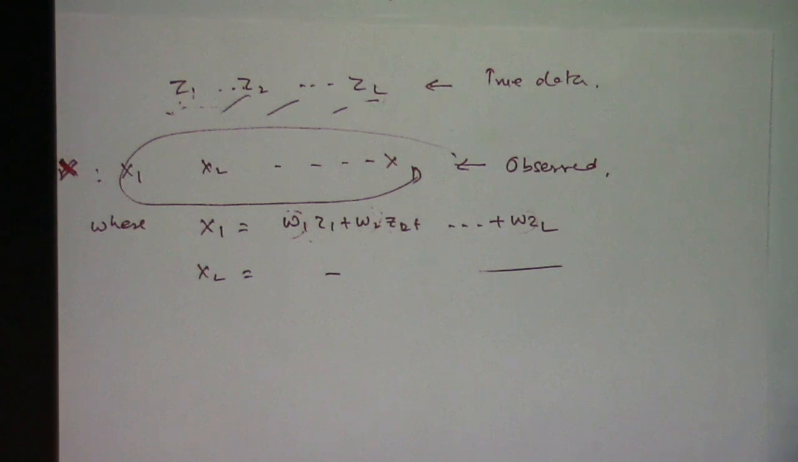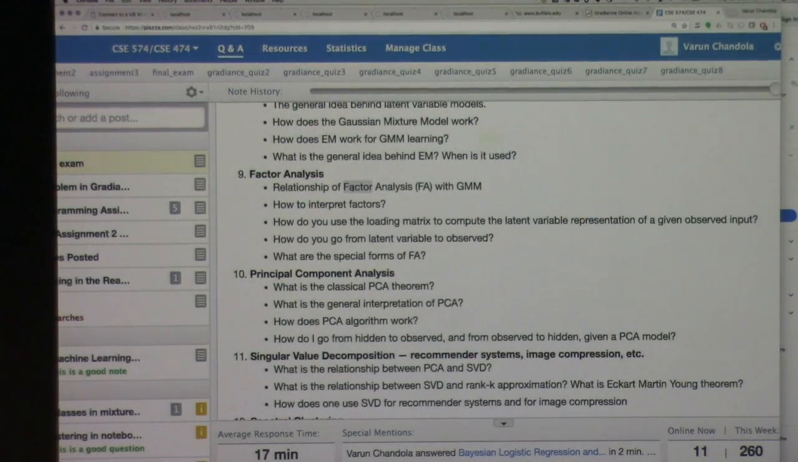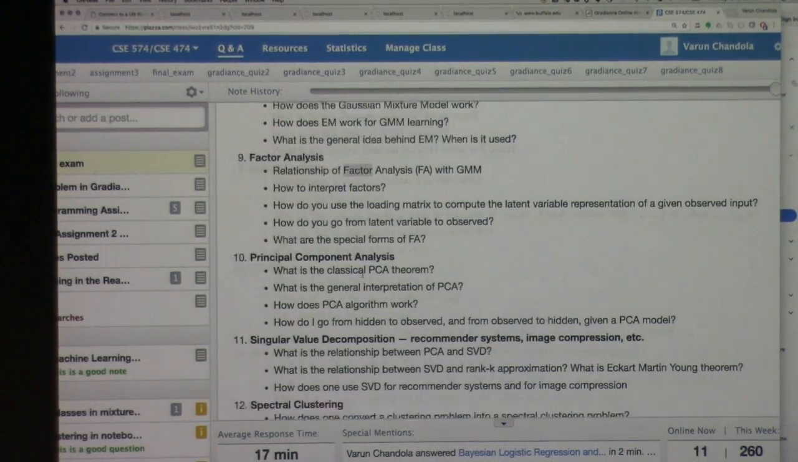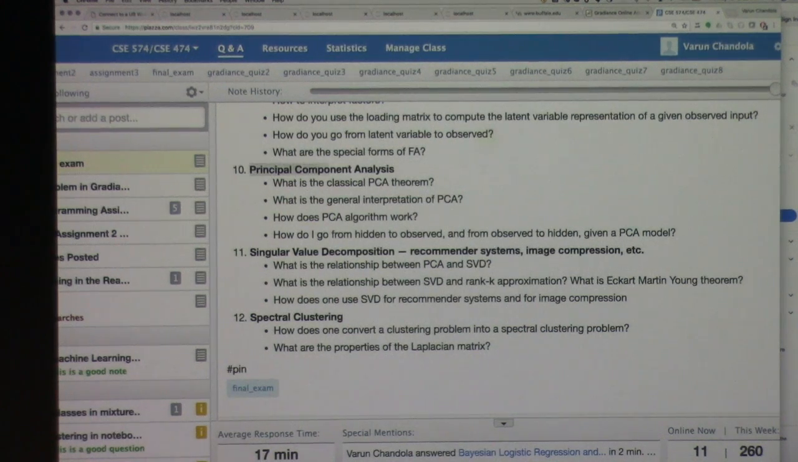Okay, and then what we did was we also looked at one special form of factor analysis, and what we showed was that if you put some constraints on the parameters of the factor analysis, then you get PCA, probabilistic principal component analysis, and then we jumped into principal component analysis, right? And that is another thing that you need to understand.